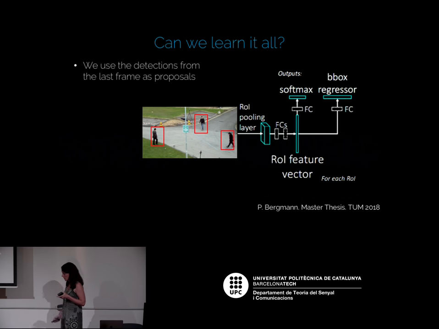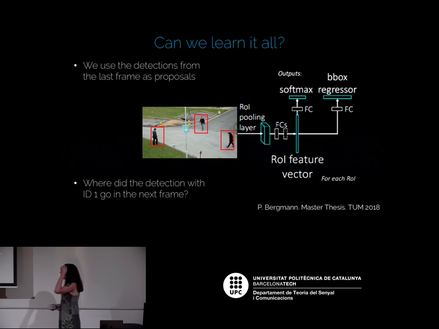With this, we have accomplished a couple of things. First of all, we have made a match between the detection of the previous frame and the detection of the current frame, because essentially we say, this is person number one. Now we plug this into the regressor, and the regressor says, this box, so person number one, has moved to this position. So now we have matched the detection at frame one with the detection at frame two without even training anything. This is just taking the detections from the last frame as proposals for the future frame. And so if we have solved the question of where detection one went in the next frame, we have essentially tracked this person.